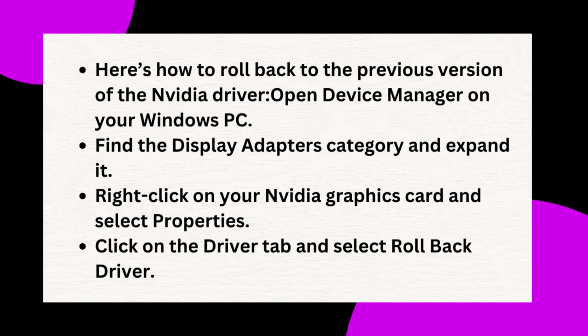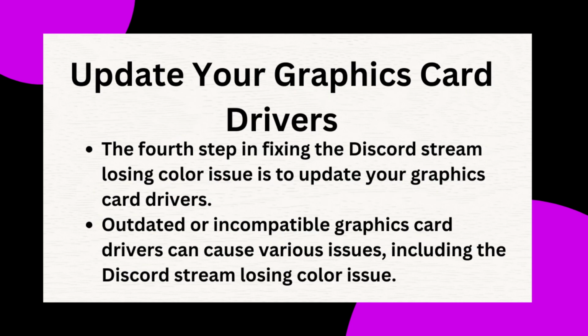Open the Device Manager on your Windows PC, find the display adapters category and expand it, right-click on the NVIDIA graphics card and select Properties, click on the Driver tab, and select Roll Back Driver. Then update your graphics card. The fourth step in fixing the Discord stream losing color issue is to update your graphics card.